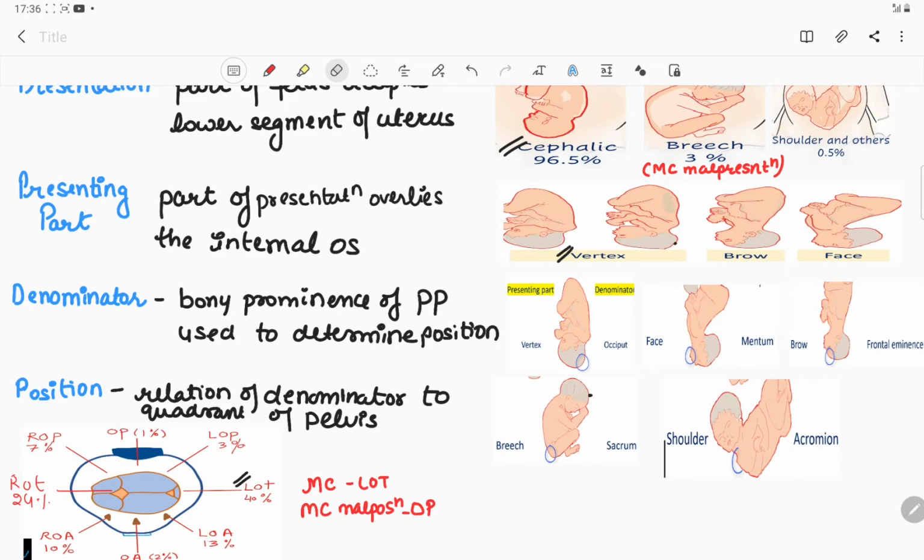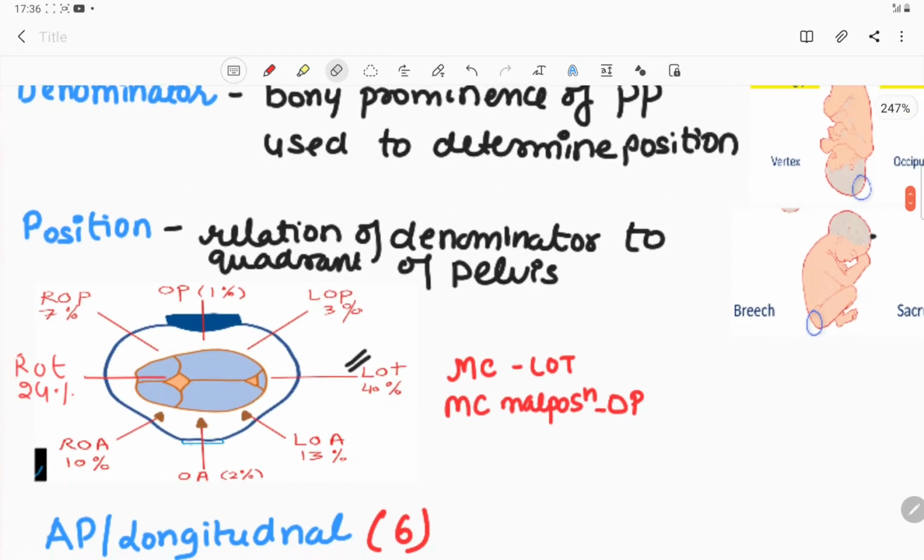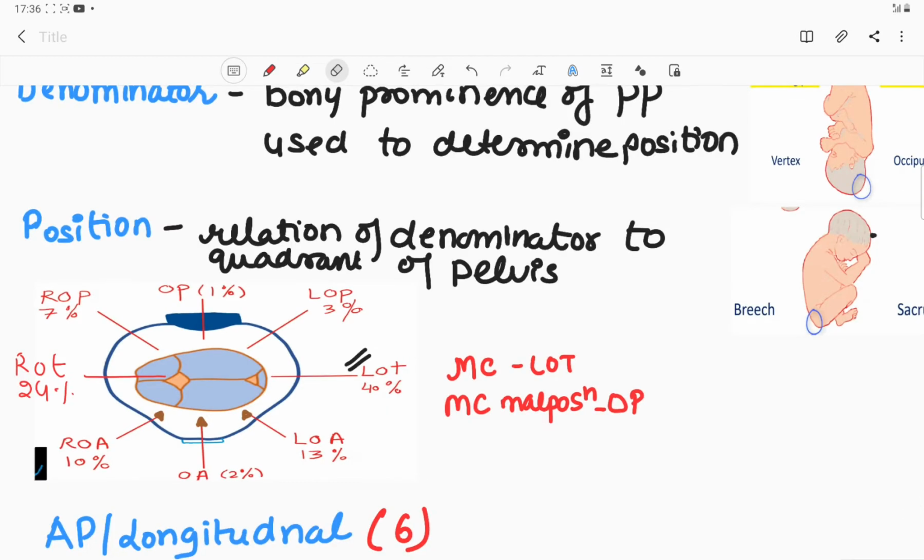What is position? Position is relation of the denominator to the quadrant of the pelvis. For example, occipito anterior. In this, occiput lies behind the pubic symphysis, and right occipito anterior, occiput lies in the anterior and right side of the pelvis, and left occipito anterior.